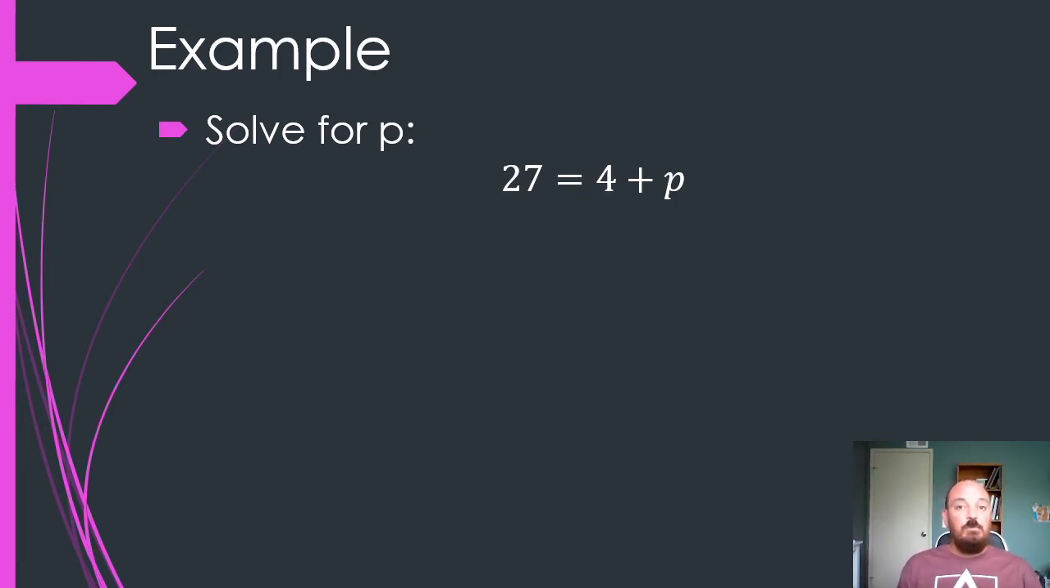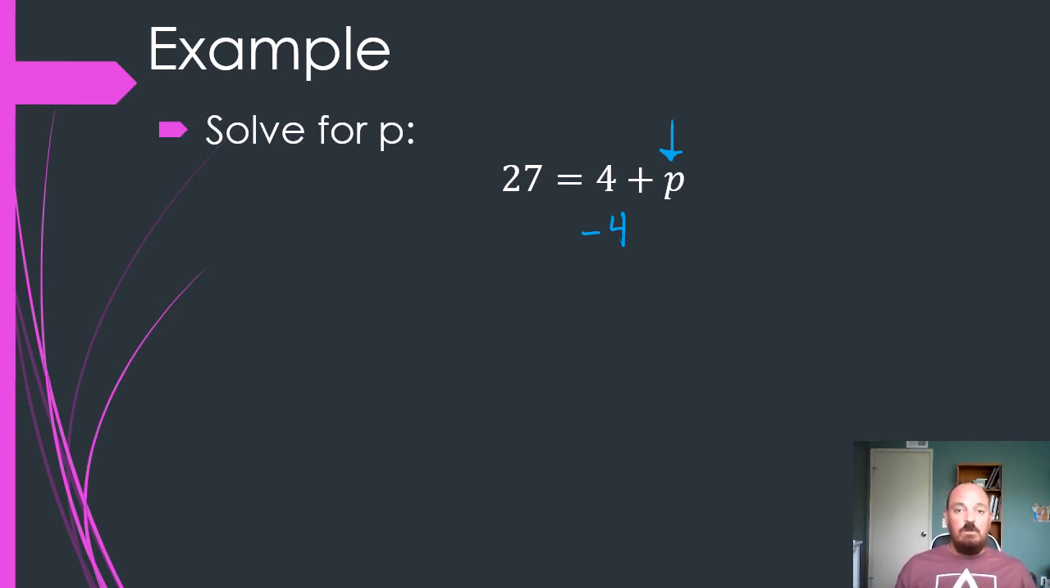This time we're going to solve for p, and we have 27 equals 4 plus p. So I go, all right, well, here's p right here. That's what I want to isolate, which means this time I need to get rid of that 4. So to cancel out the 4, I have 4 plus p, that's addition. To cancel out the plus, that would be subtraction. That's a positive 4. Use opposites, basically. So to cancel out a plus 4 or a positive 4, I'm going to use a minus 4.